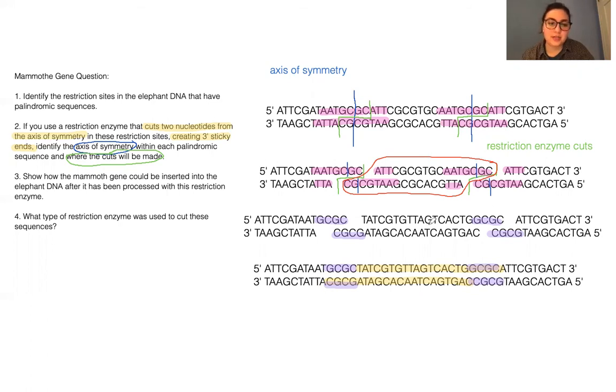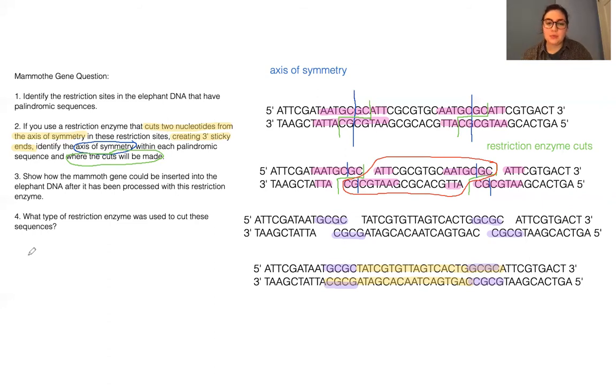So the last part of this question says, what type of restriction enzyme was used to cut these sequences? So with what we know, we can't actually identify the identity of the restriction enzyme, but that's not really important for understanding how the process works. What this is asking us is, there's three main types of restriction enzymes: type 1, type 2, and type 3. So we're using a type 3 enzyme in this problem because we had it cut within those palindromic sequences.